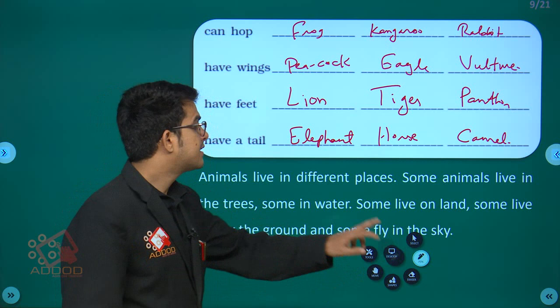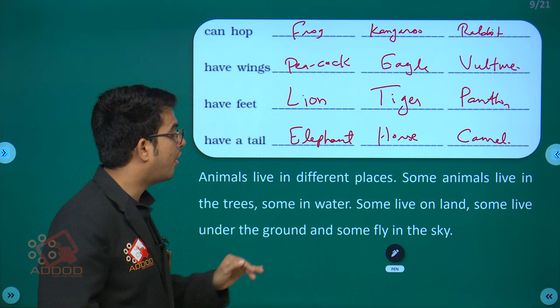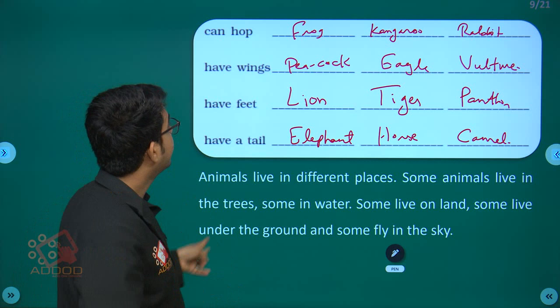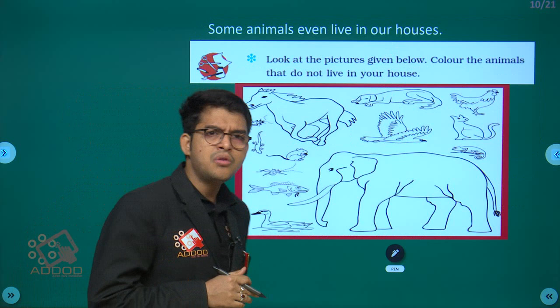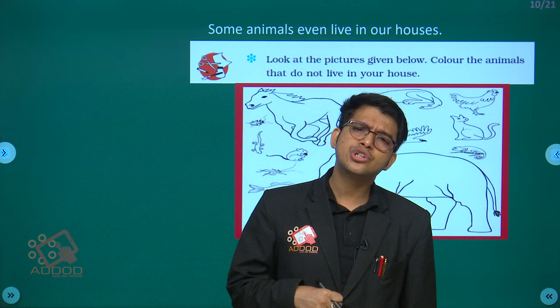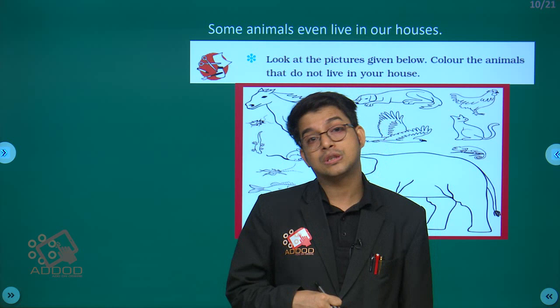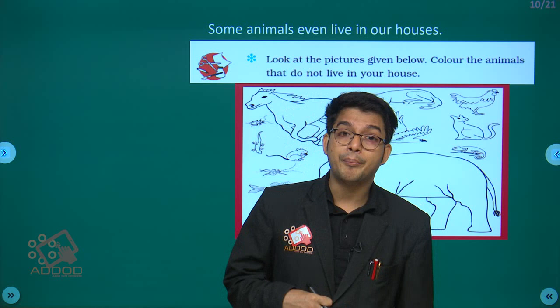Animals live in different places. Some animals live in the trees, some in water, some live on land. Some live under the ground and some fly in the sky. Now, you see some animals even live in our houses. In our houses? Yes. Have you seen in your house any lizard or fly or mosquito or anything like that? Maybe if you don't keep it clean, then cockroach also you can find near the washroom or your kitchen. Or you can also find earthworm, isn't it?